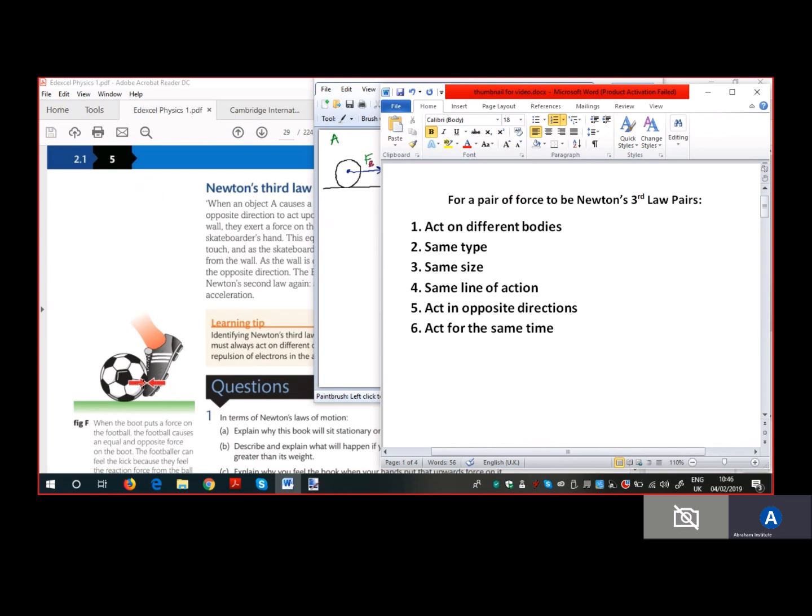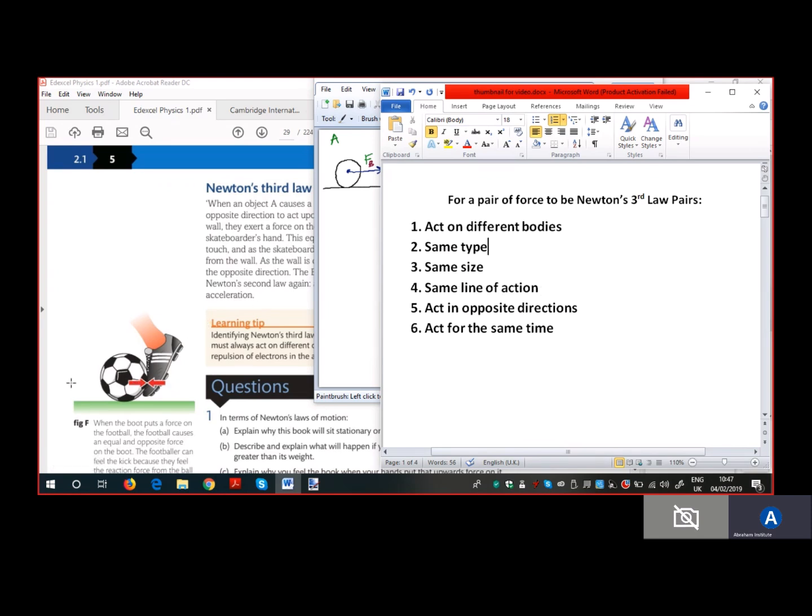So they will be the same size. The length of the arrow represents the size of the force. So can't the forces be different? No, if it's a Newton's third law pair, they should be the same types of forces. They can't be different types. They have to be the same type. And they have to be the same size. So I told you earlier, all these criteria have to be met for them to be a Newton's third law pair. All 6. Okay. So same type, same size, same line of action.